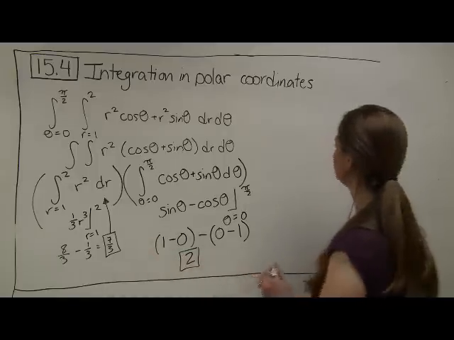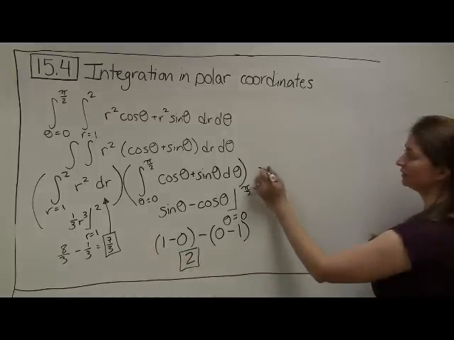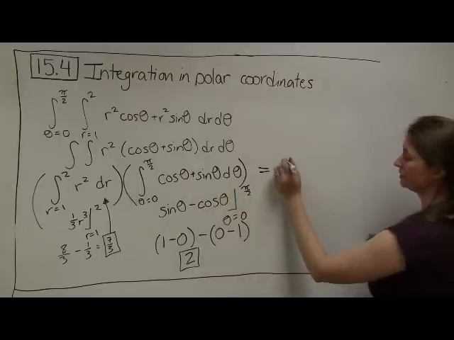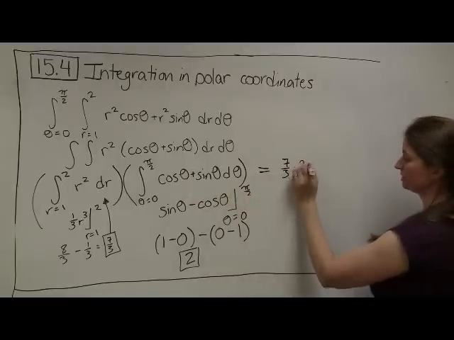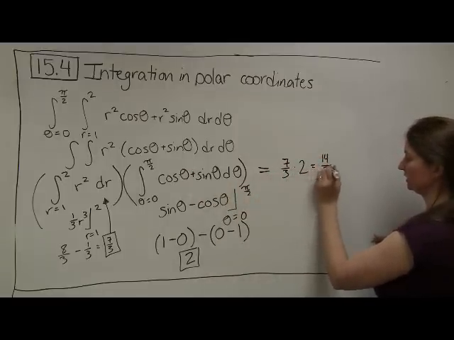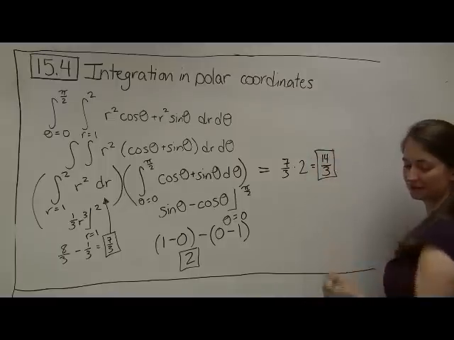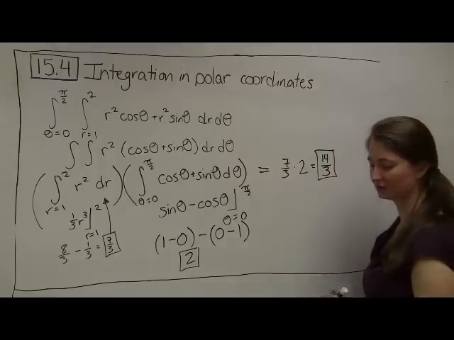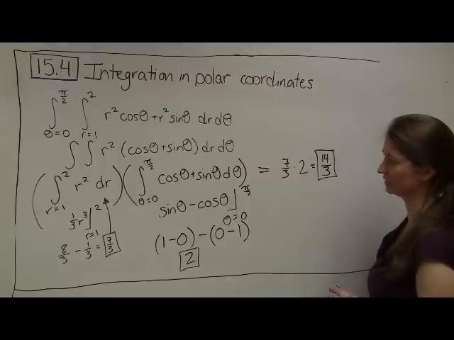So multiplying these two together, I get that my final integral is equal to 7/3 times 2, which is 14/3. Except in the fact that hopefully my algebra was done correctly.